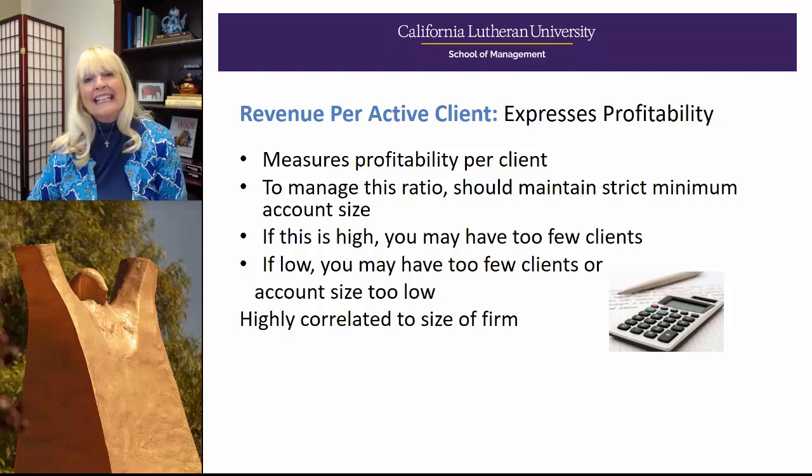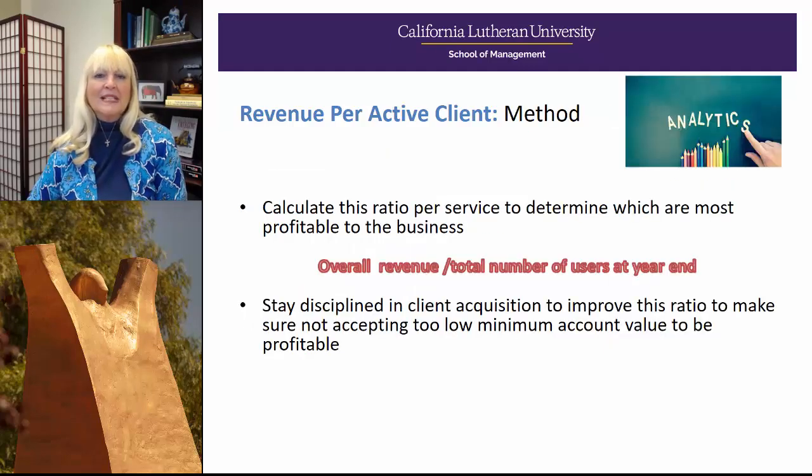So again, you should take this at the same time every year so that you can compare apples to apples. It's really difficult if you're doing it in the middle of the year and last was end of the year. It's hard to determine your annual growth. But you want to stay disciplined in your client acquisition, because as you improve this ratio, you can make sure that you're not accepting too low account values, and you want to make sure that you're meeting the profit that you've determined you hope your business will make.